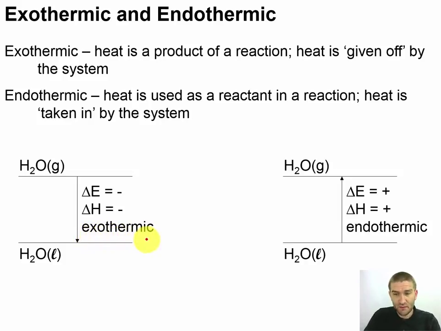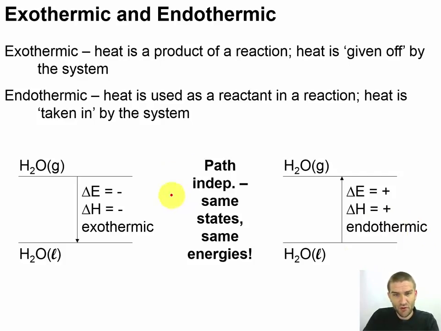If we do the opposite, where we have liquid water evaporating, in order to make that happen, we have to put in heat energy. When we heat up the water, it's going to go into the gas phase. It now has more kinetic energy. To get that kinetic energy, we had to give it some energy in the first place. Delta E will be a positive sign. Same with enthalpy. Those will be endothermic processes.